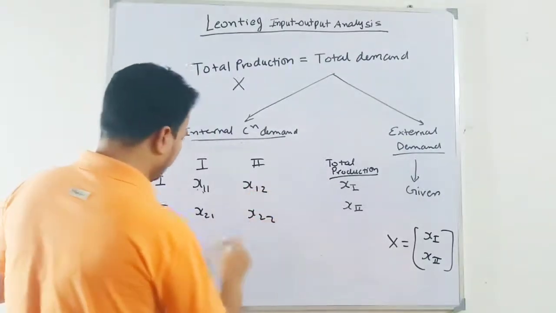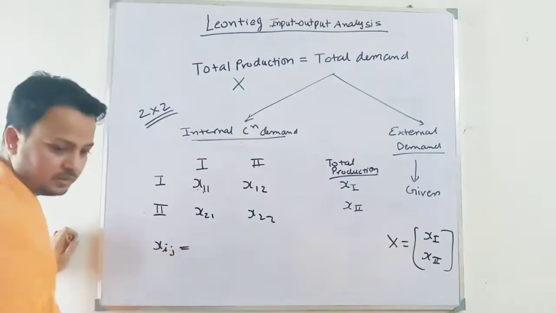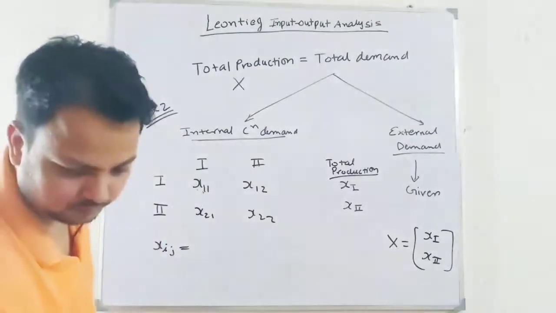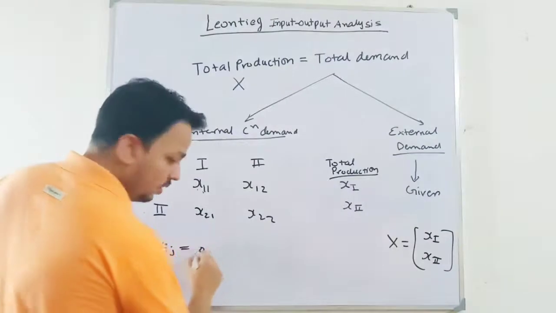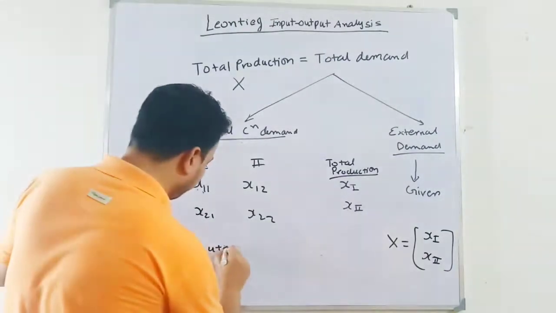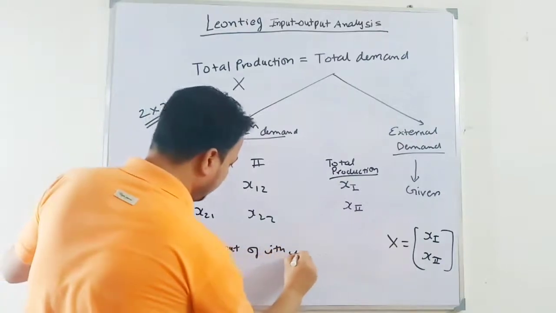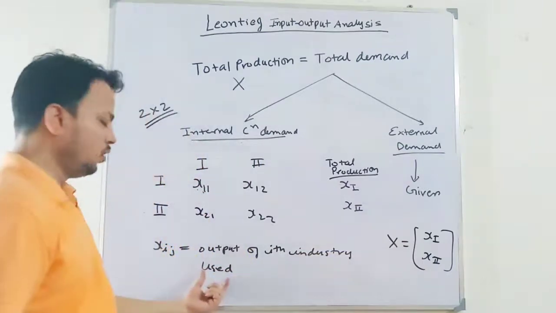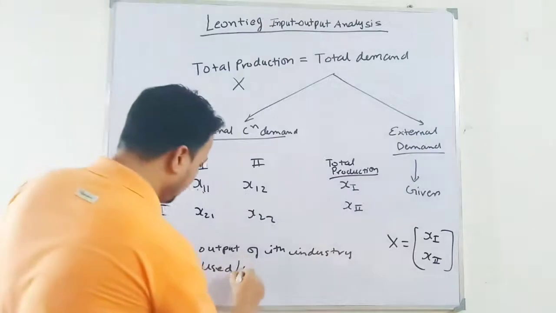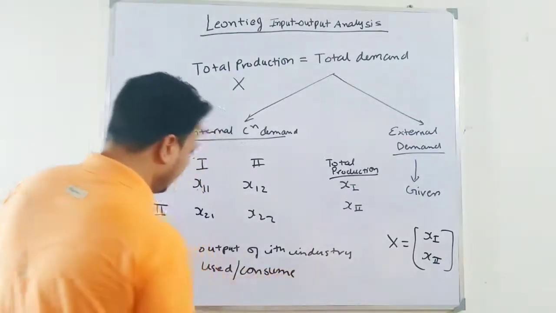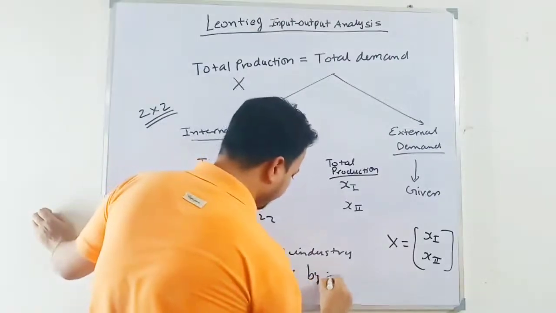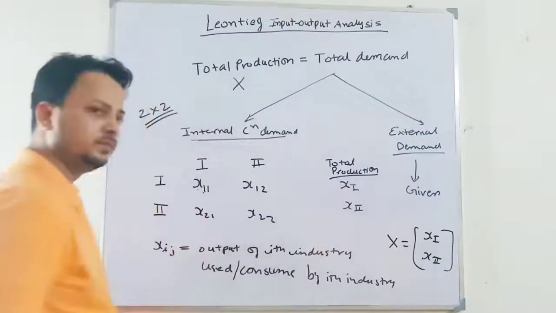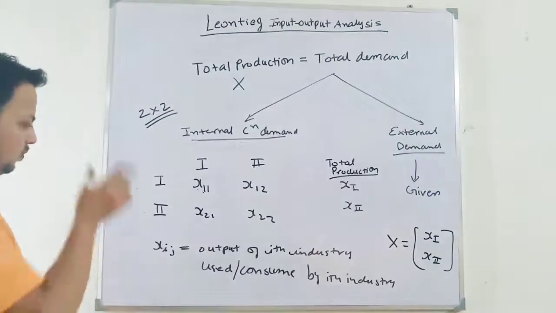X12, X22. How can I interpret this Xij? The output of the ith industry is used as an intermediate input, used or consumed by the jth industry, in order to produce their final output.